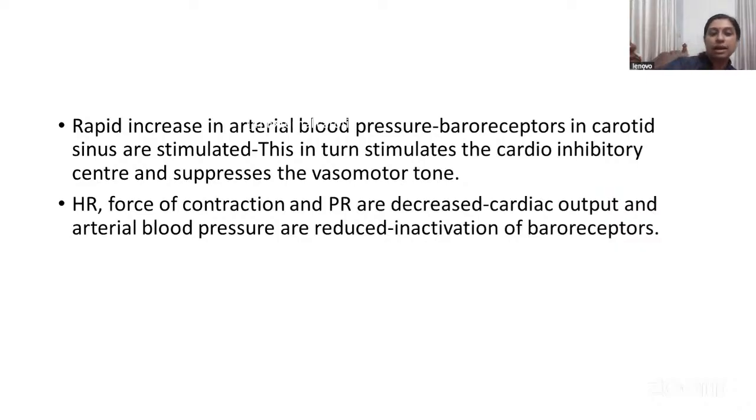A rapid increase in the arterial blood pressure, which I already explained, leads to the baroreceptors in the carotid sinus getting stimulated. They stimulate the cardioinhibitory center and suppress the vasomotor tone, thereby reducing the blood pressure. Heart rate, force of contraction and peripheral resistance are all decreased, and cardiac output and arterial blood pressure are reduced. After their action, the reduction in BP and heart rate, the baroreceptors will be inactivated, so further stimulation will not be there.